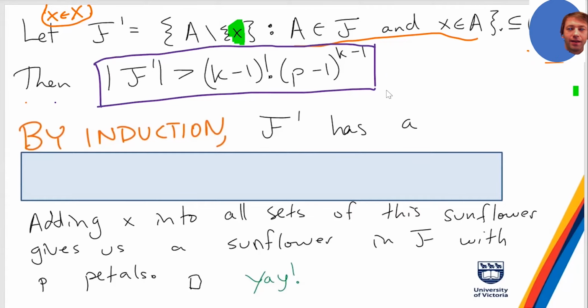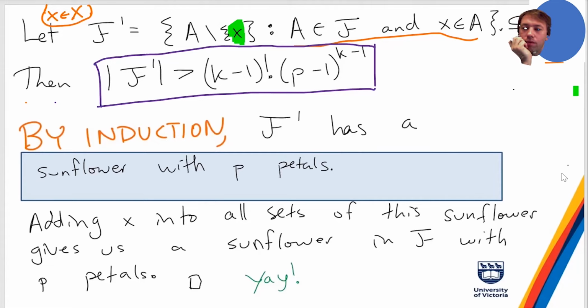Note that we haven't changed the number of petals. The p didn't change to a p minus 1 or anything. The only thing that changed was k. So F prime has a sunflower with p petals, just by the inductive hypothesis. And actually, if you think about it, we're done.